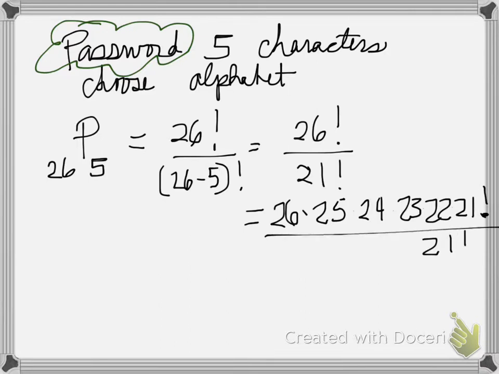Well, I can cancel out the same exact factorials. So those 21 factorials will cancel out. So somebody get out your calculator. How many ways can I write that password? Somebody multiply 26 times 25 times 24 times 23 times 22 for me. And what do we get? It's going to be a big number. So 26 times 25 times 24 times 23 times 22.